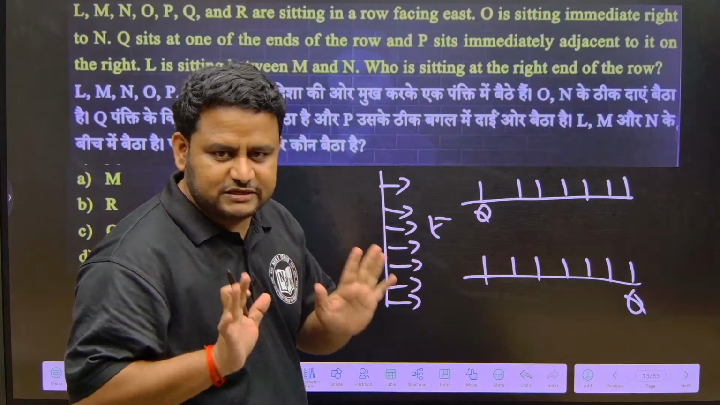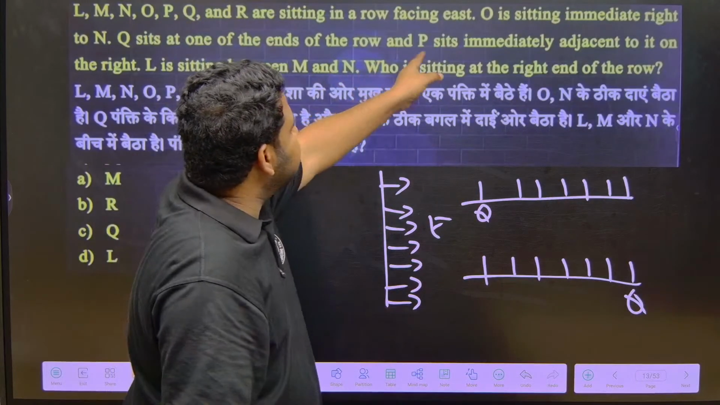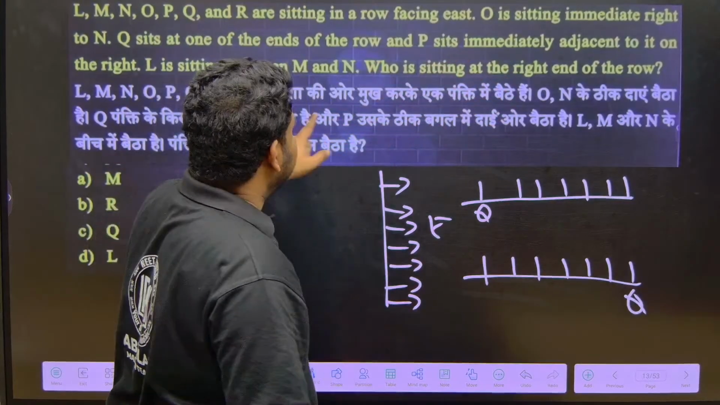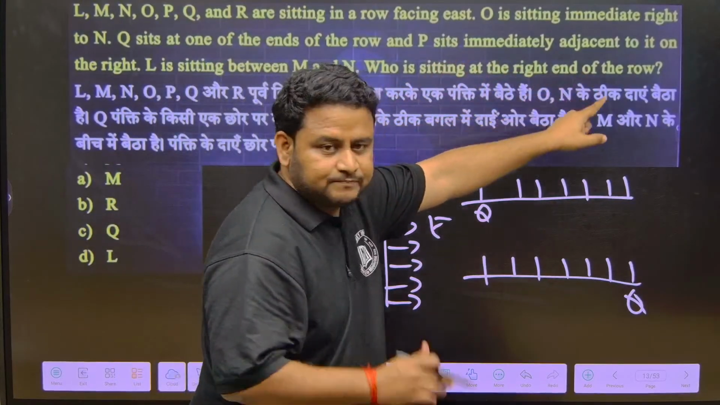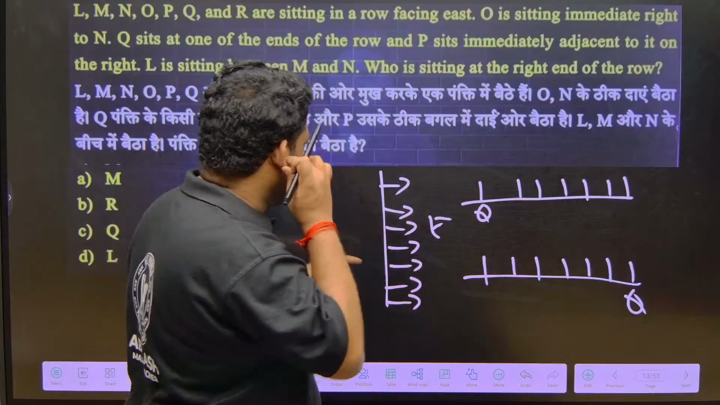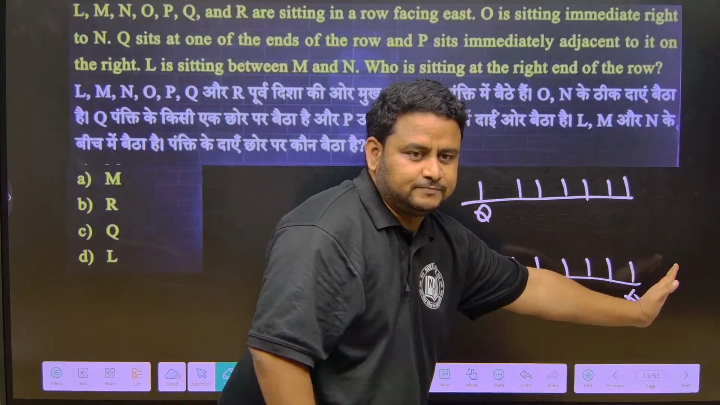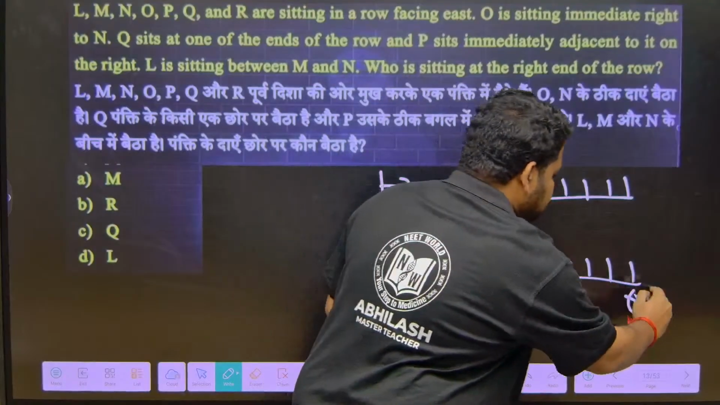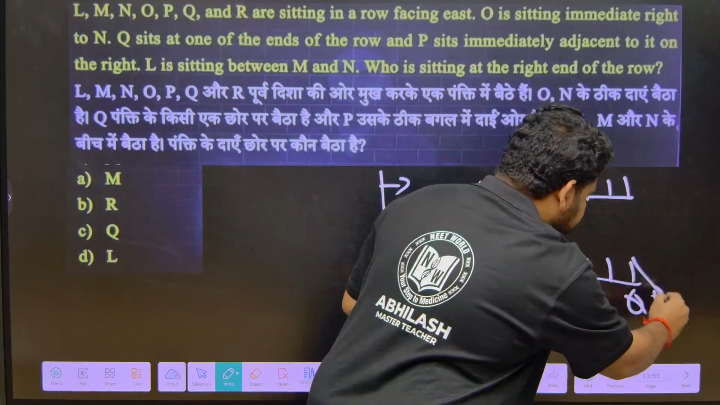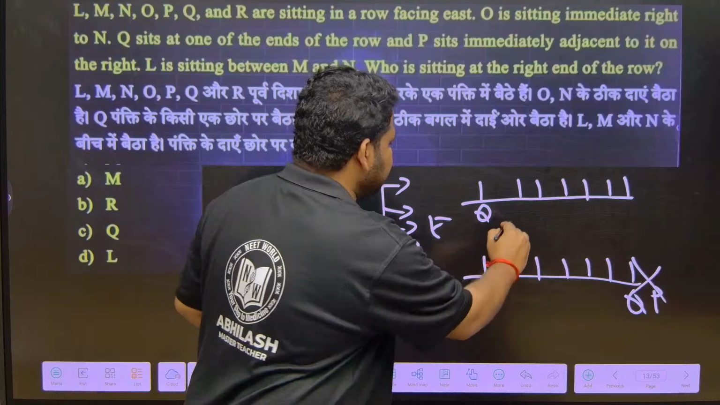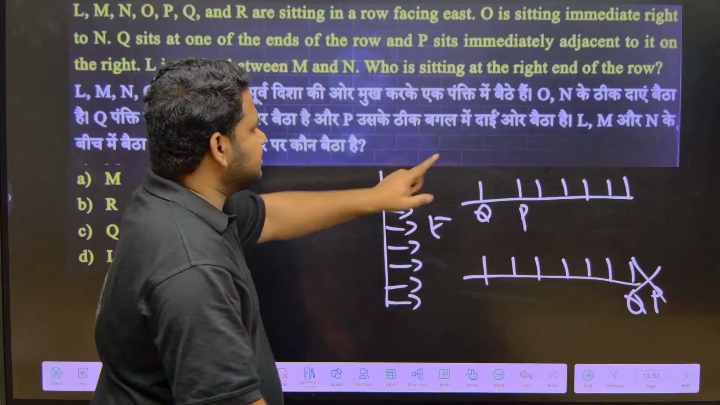Always focus on the ends. And P sits immediately adjacent to it on the right, that is, next to it on the right side. So on the right side of it P should sit. But here P cannot sit, people are over. So I should scratch this, I don't want this possibility. So P will be here. Now let us take this possibility.